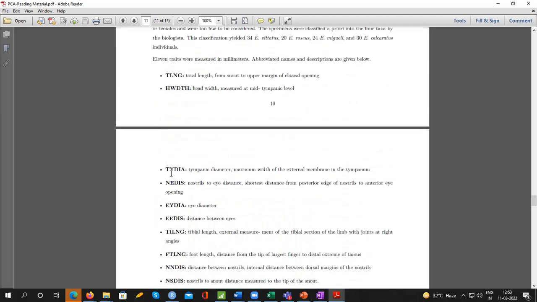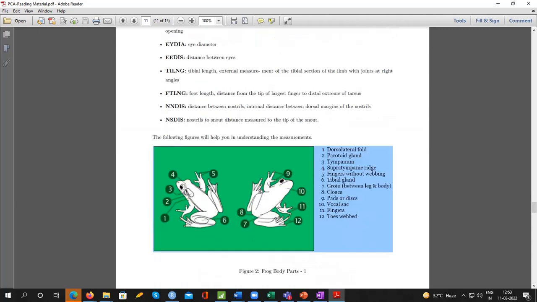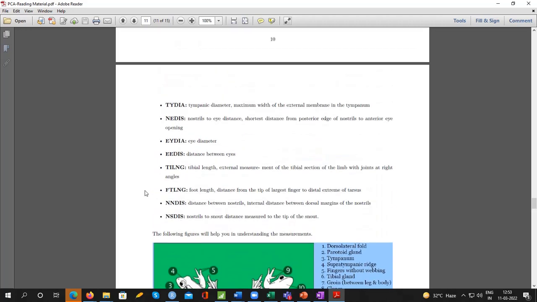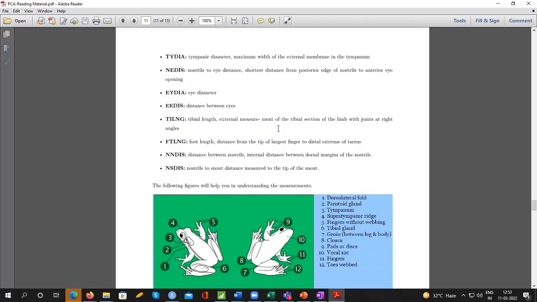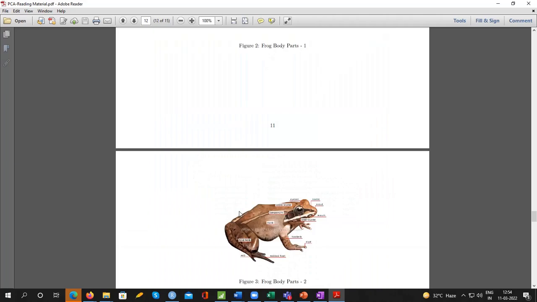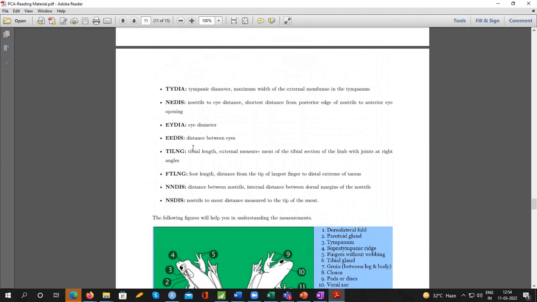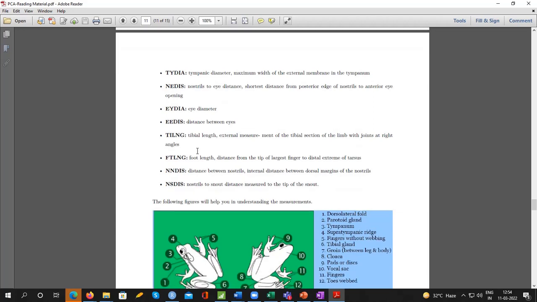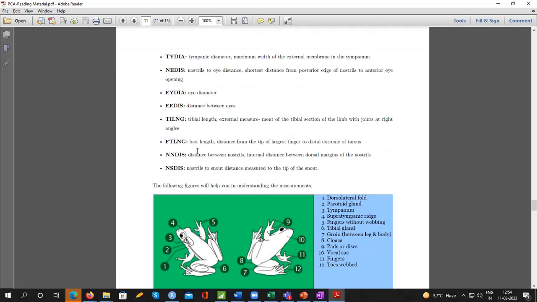Then tympanic diameter. You can see the tympanum here, a small circular thing. So you measure its diameter. Then nostril to eye distance, the shortest distance from the posterior edge of the nostrils to the anterior eye opening. You know the location of the nostril, so nostril to eye distance. Then eye diameter, distance between eyes. Tibial length, tibia, what is tibia? You remember biology, what is tibia?